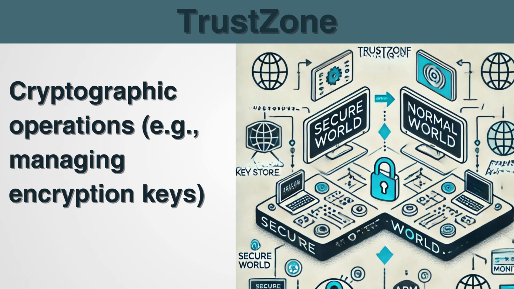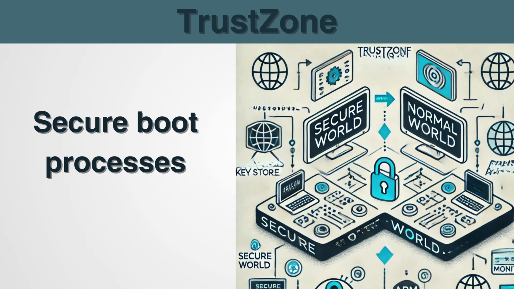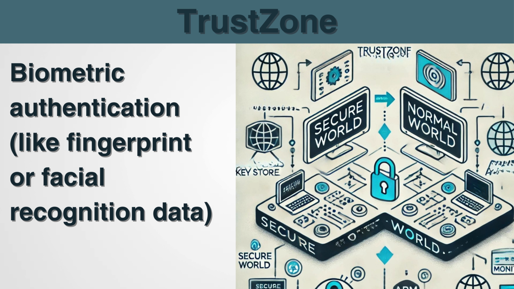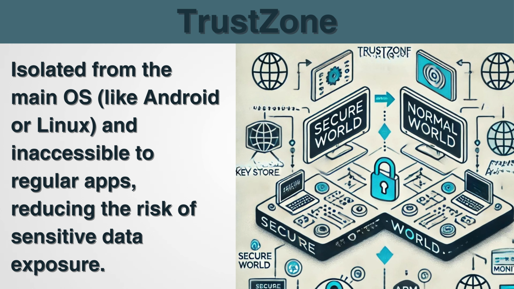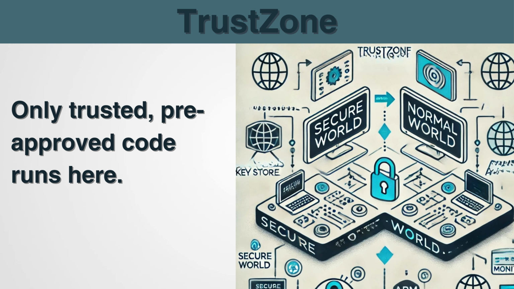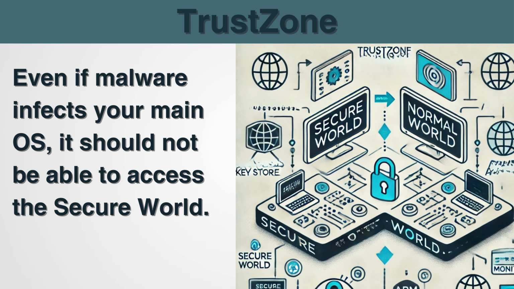The secure world is designed to handle highly sensitive tasks, like cryptographic operations, managing encryption keys, secure boot processes, biometric authentication like fingerprint or facial recognition data, and payment systems like Apple Pay or Samsung Pay. It's called secure because it's isolated from the main OS like Android or Linux and inaccessible to regular apps, reducing the risk of sensitive data exposure. Only trusted, pre-approved code runs here. And even if malware infects your main operating system, it still can't access that secure world.